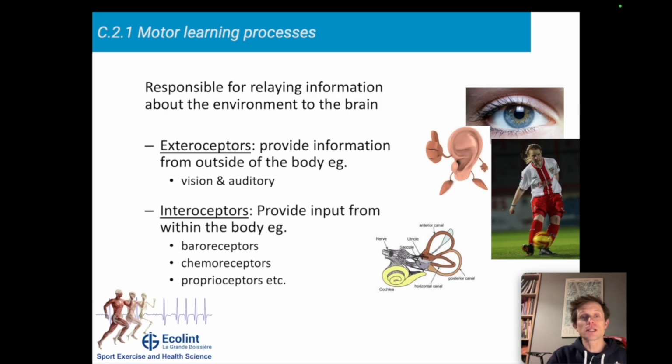We also need to consider interior receptors. These are receptors which provide information to the brain that come from within the body. So things like baroreceptors, chemoreceptors, and proprioceptors. All of these are providing information about the state of the body from inside. In Welford's model, he specifically separated information coming from internal sensors and from external sources.